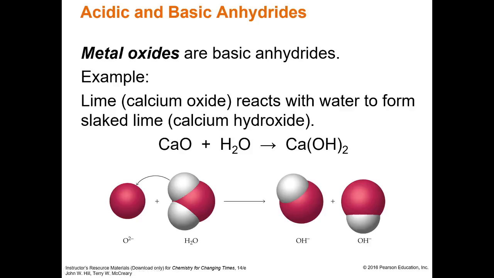Metal oxides are going to be basic anhydrides. So if you have a metal with an oxygen, it's going to be a type of base. For example, we have calcium oxide here, which is lime. This would react with water to give slaked lime, which is this one right here, calcium hydroxide. That means that it is basic because it's going to make a fairly strong base in solution and give you lots of OH minus ions in solution.